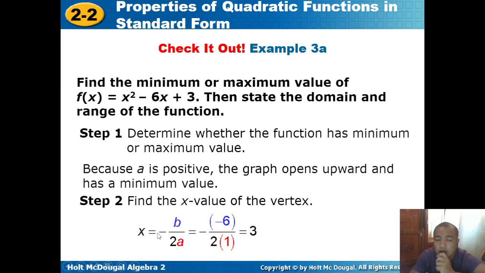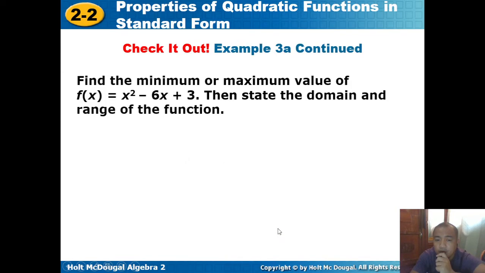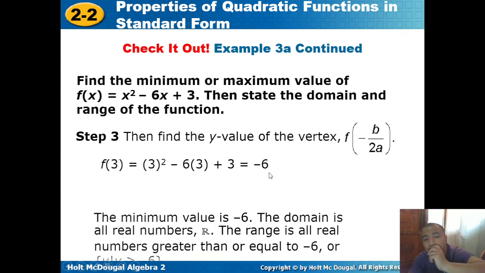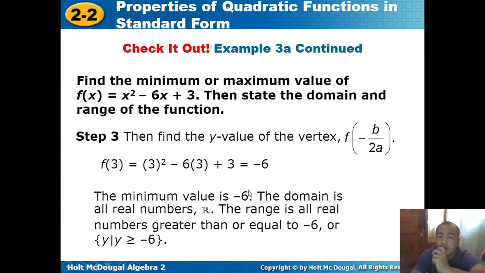For the x-coordinate of the vertex, negative b over 2a, which is 3, because a is 1 and b is negative 6. Now to solve for the y-coordinate of the vertex, substitute 3 into this equation of the quadratic function. 3 squared minus 6 times 3 plus 3 is negative 6. So therefore, the minimum value is negative 6, the y-coordinate of the vertex.